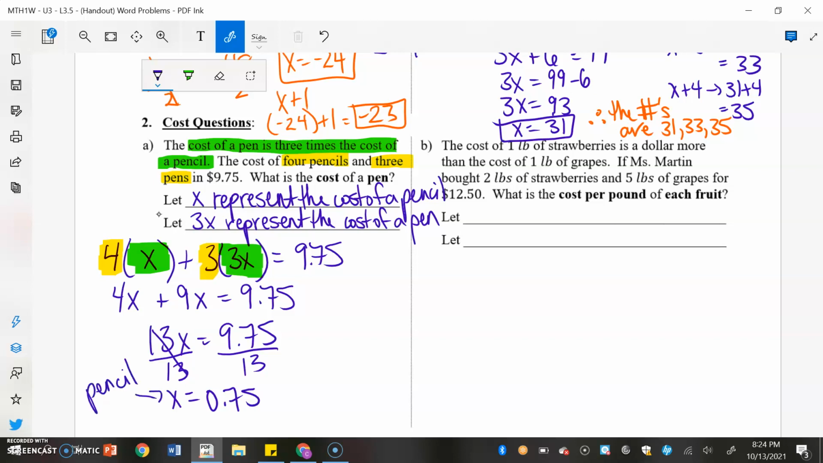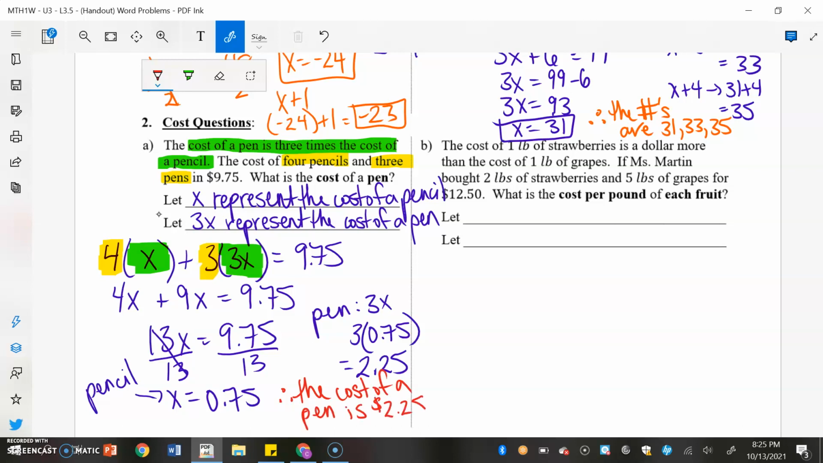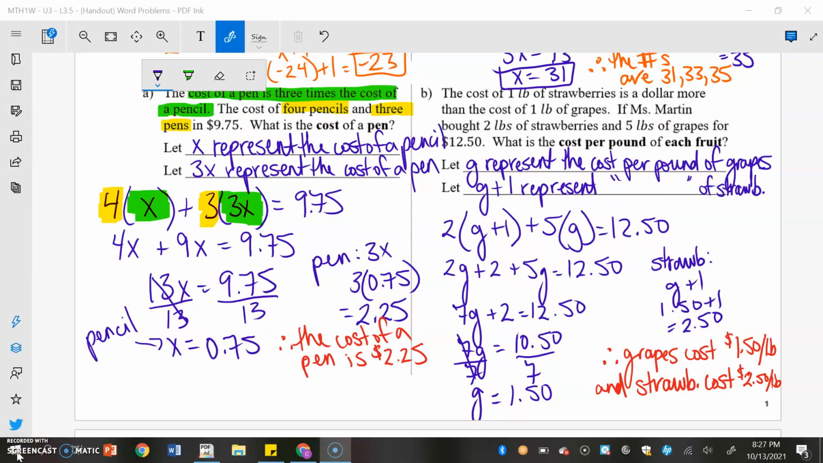The question asks, what is the cost of a pen? And since a pen was 3x, or 3 times the cost of a pencil, we can multiply 3 times the cost of a pencil that we just found to get 2.25. In order to answer this question, we would write a concluding statement. Therefore, the cost of a pen is $2.25. I invite you to pause the video and try part B on your own. And here is the solution for part B.